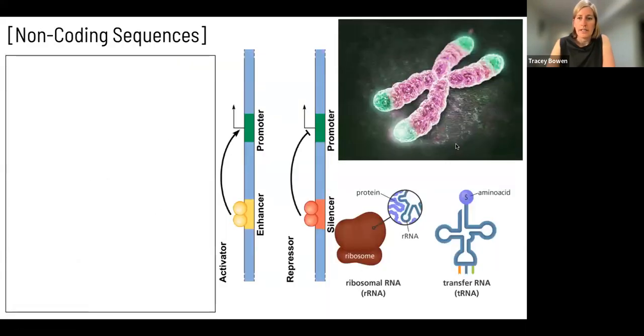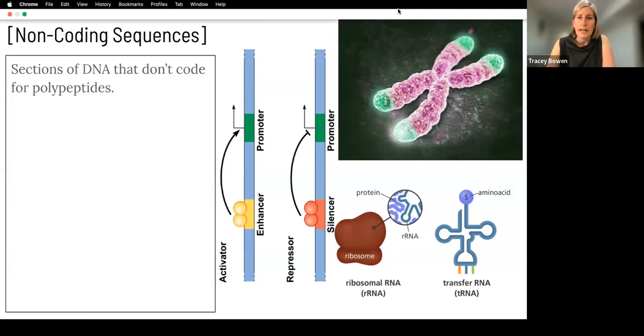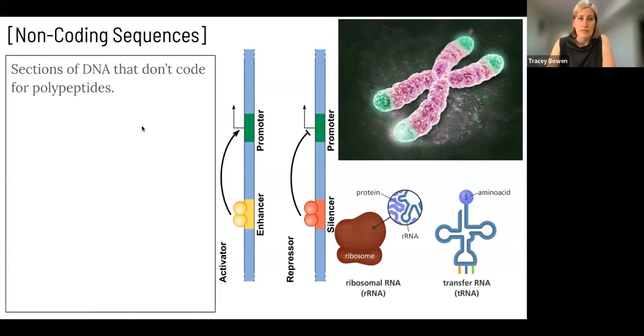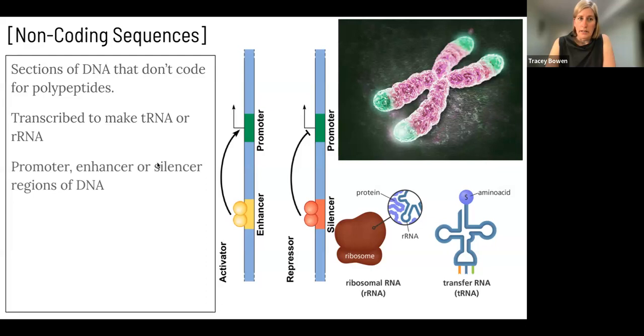In DNA, there are segments that are called non-coding regions, and these are regions of the DNA that do not create proteins. They don't code for polypeptides. Sections of DNA can be transcribed that will make transfer RNA or ribosomal RNA. Those are non-coding areas because those aren't proteins, they're RNA. There are sections of the DNA that are promoters, enhancers, or silencers, and those are not coding for proteins.